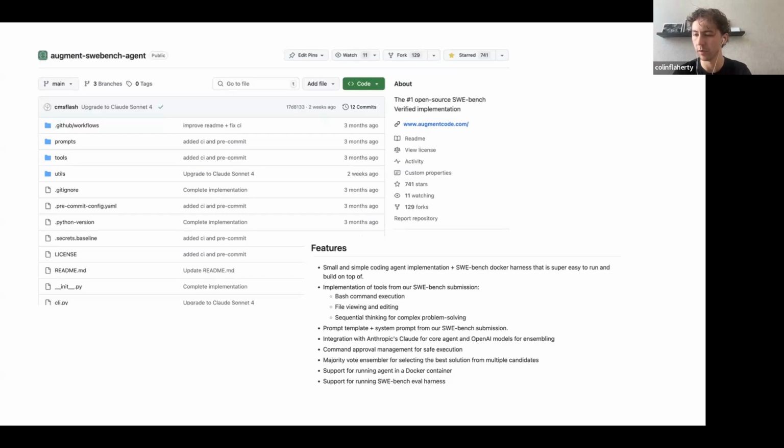Obviously, memories are super important. How do you add memories? There's a really simple thing. I don't think this is anyone's secret sauce. You add a tool that saves memories, and then you add a tool that reads memories.